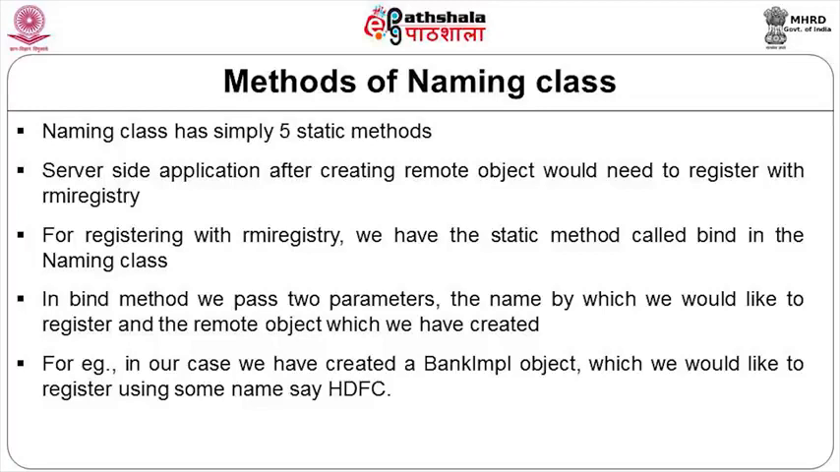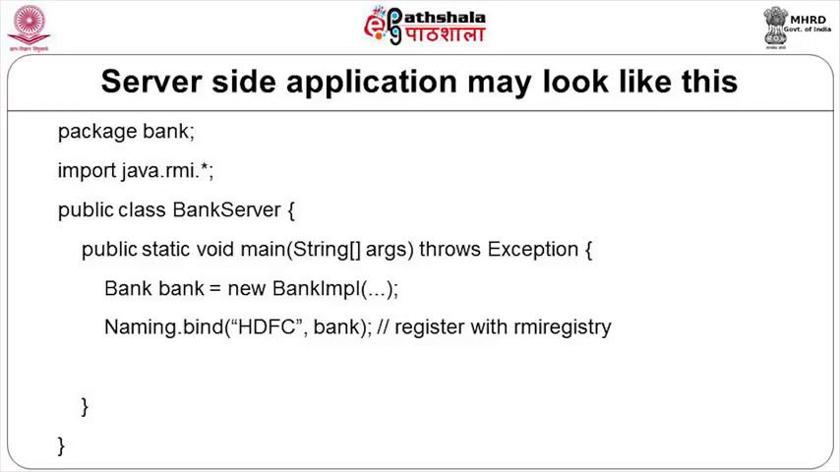So it's like registering our object. For example, in this case, I have created a bank implementation object, so let me use the bind method. In the bind method, I might pass the first parameter, a string, as HDFC, so that's the name by which I would identify this object, and put the object there. Fine. So that's how it is being made available. It's being known to rmiregistry by a name called HDFC in this case. Okay, so bind is one method.